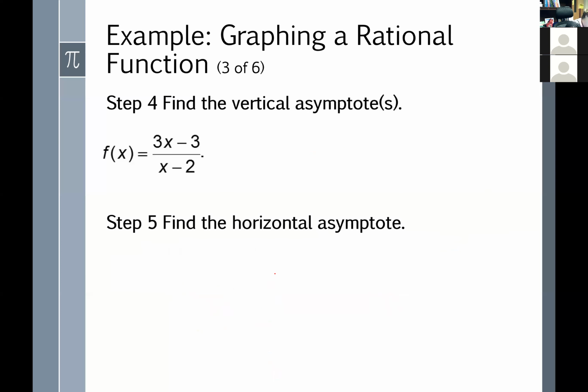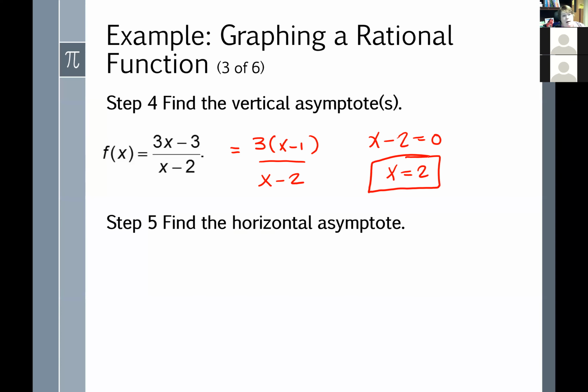All right, the next step is to find the vertical asymptote, and I did not factor this. I am going to factor it real quick. There's no common factor in the numerator and the denominator, nothing I can cancel. So I set the denominator equal to 0. x equals 2 is my vertical asymptote.